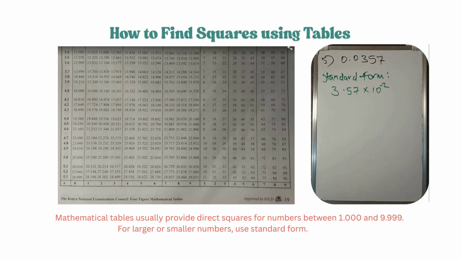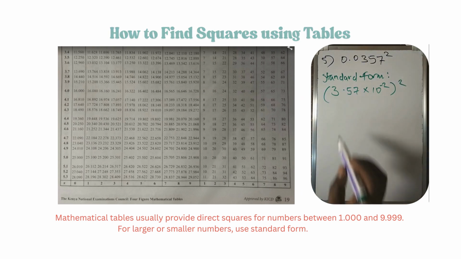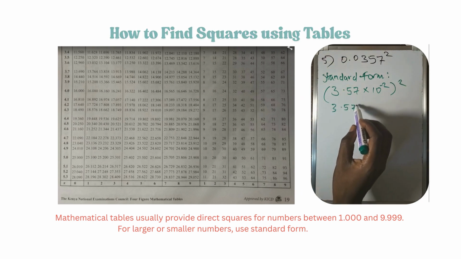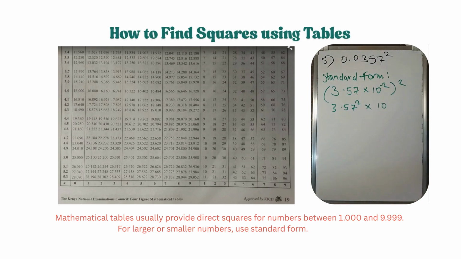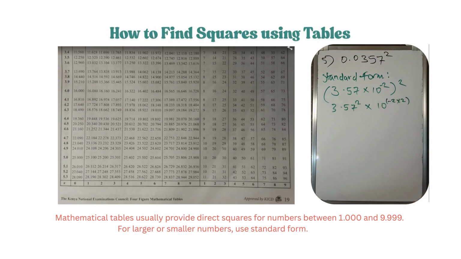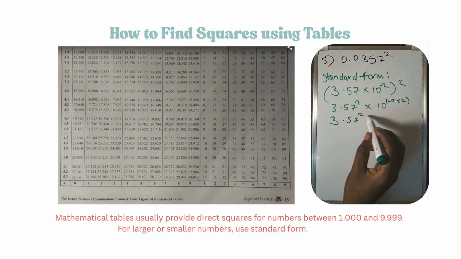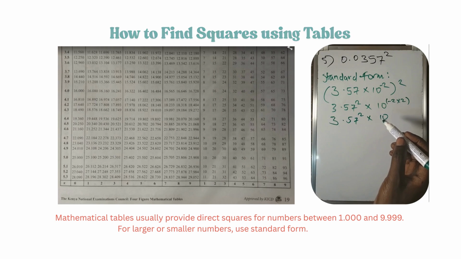Now let's square this one. We have 3.57 squared times 10 squared with the exponent negative 2. When you square an exponent, we multiply by 2, so negative 2 times 2. Now we have 3.57 squared times 10 raised to negative 4. Now let's go to our tables and find 3.57 squared.